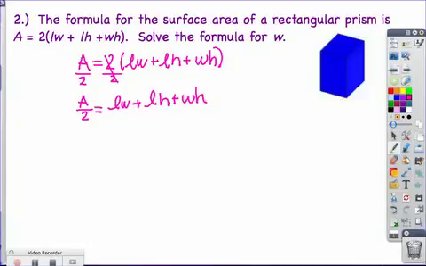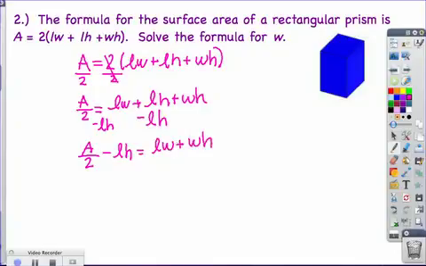Finally, since W is being multiplied by the quantity of L plus H, I can divide both sides by the quantity of L plus H. I do have to put it on both terms on the left side. Now our W is isolated.